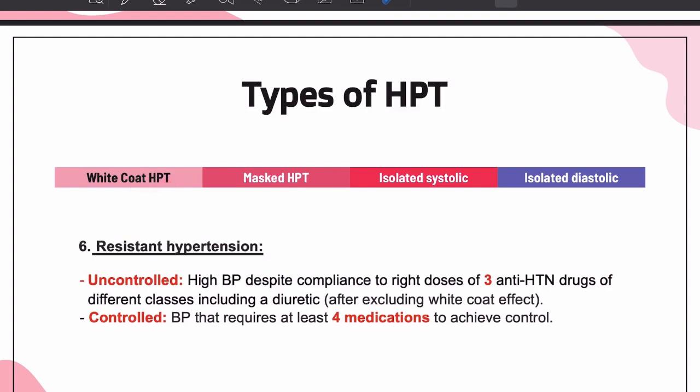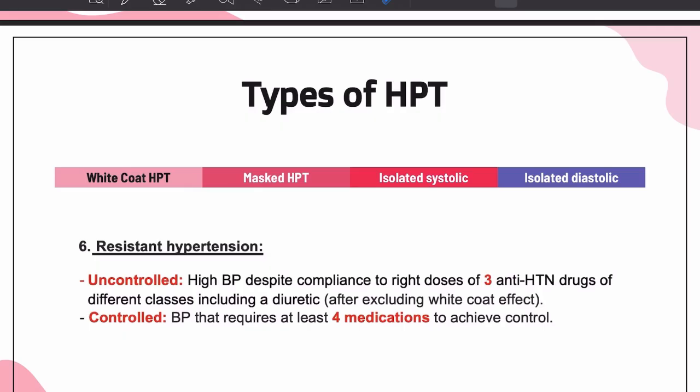White coat hypertension is usually false hypertension, or not true hypertension, because the patient only has hypertension when they're stressed in the presence of a doctor or a nurse or someone wearing a white coat, or maybe just a hospital setting. So usually you'd ask them to take their blood pressure at home. Masked hypertension is the opposite, and it's usually the more worrisome one, where at home they have hypertension, but they come to the hospital and there's no hypertension.